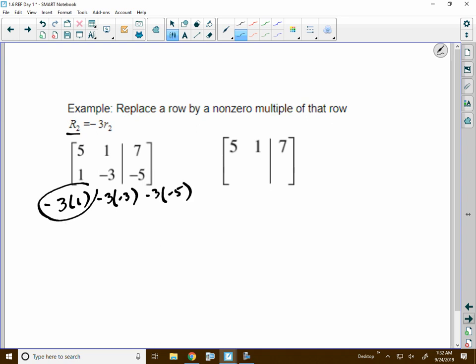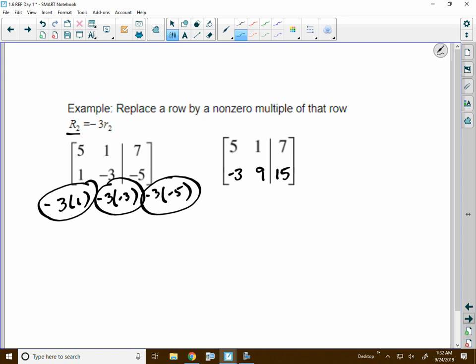So the first one is -3 times -1 is 3. Then the second one is -3 times -3, 9. The last one, -3 times -5, 15. Is this making sense so far? Doing okay?